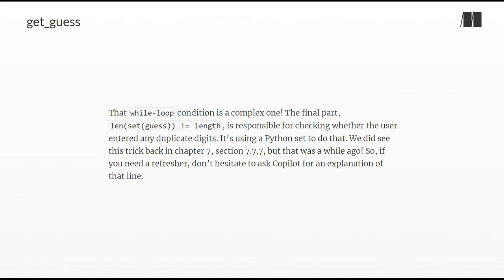That while loop condition is a complex one. The final part, len(set(guess)) != length, is responsible for checking whether the user entered any duplicate digits. It's using a Python set to do that. We did see this trick back in Chapter 7, Section 7.7.7, but that was a while ago. So, if you need a refresher, don't hesitate to ask Copilot for an explanation of that line.